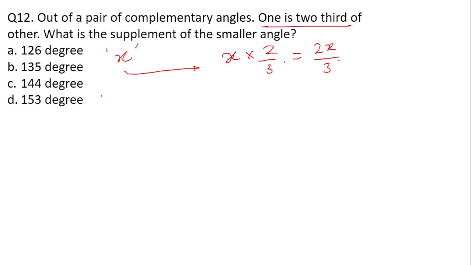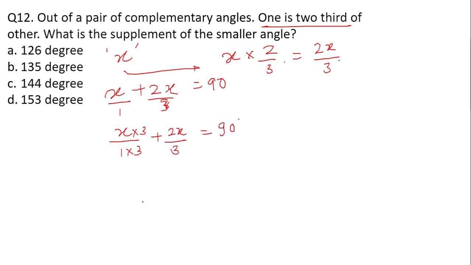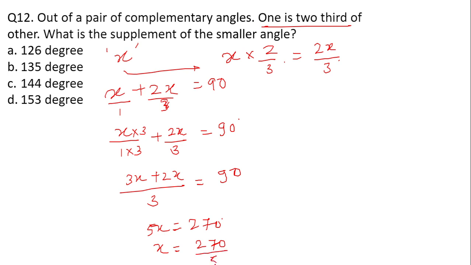What is the next data that they have given here? We know that the summation of complementary angles is equal to 90 degrees. So x is nothing but x by 1, and I'll multiply by 3 to make the denominator common. So 3x plus 2x upon 3 is equal to 90 degrees. That gives 5x is equal to 270 degrees. That is x is equal to 270 degrees upon 5. 5 fives are 25, 5 fours are 20, so that is equal to 54 degrees.